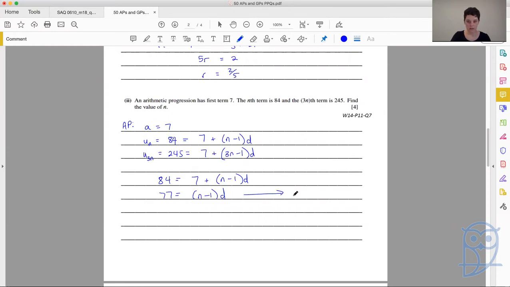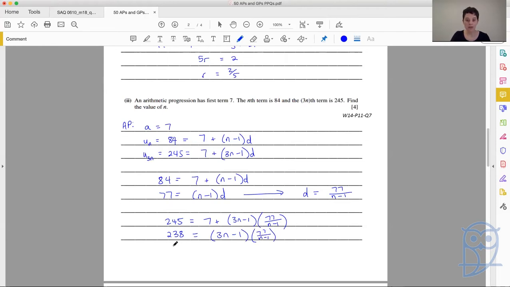And then let's rather work this way. There's always multiple ways to get through a calculation. If we say d equals 77 over n minus 1, we can then replace d. So we would have 245 equals 7 plus 3n minus 1, but now 77 over n minus 1, replacing that in there. Making life a little bit easier, getting rid of the 7, moving it across, 238 equals 3n minus 1 times 77 over n minus 1.